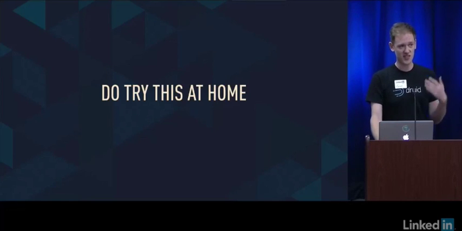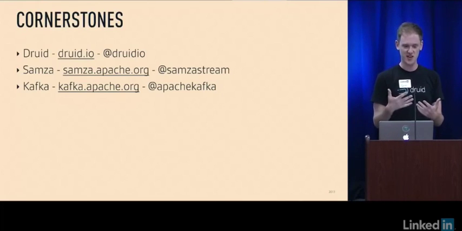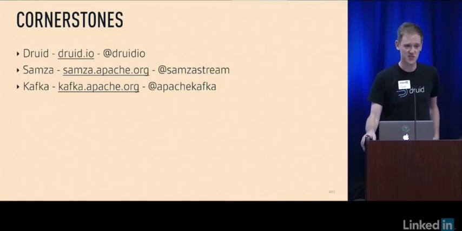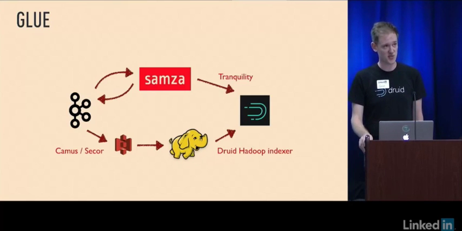So the final thing I want to say is do try this at home. Most of the things I talked about are open source. The sort of cornerstones of what I've talked about are Druid, Samza, and Kafka. They're all open source. Also the glue between them, which in a lot of cases is a substantial time investment to build, a lot of that's open source too.